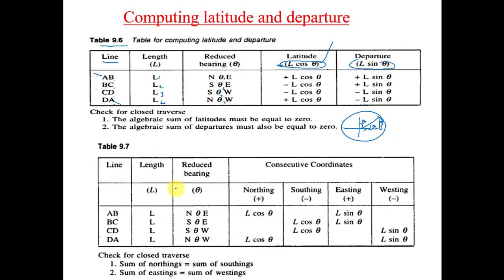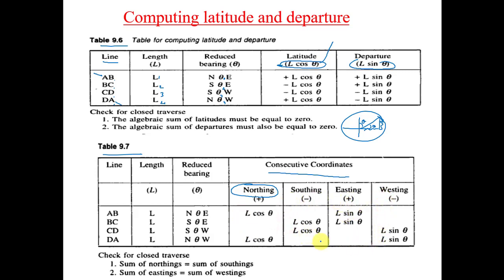So this is table number 9.7. In this table we can see a different system for your coordinates. We provide four columns here. The first is related to north and south, east and west. So here north will be positive, south will be negative, easting will be positive and westing will be negative.